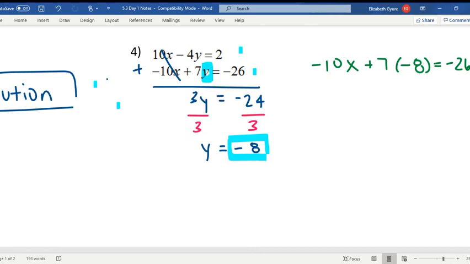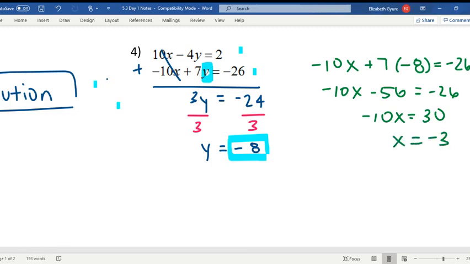And make sure you're checking this and not on your phone, please. But you should get the same answer no matter what. So negative 10x minus 56 equals negative 26. I'm going to add over my 56 to get 30, and then divide. Everyone should have gotten negative 3 for x.